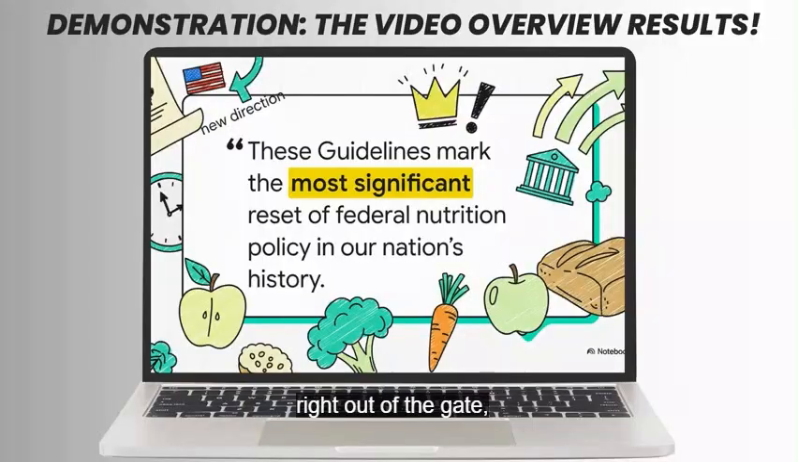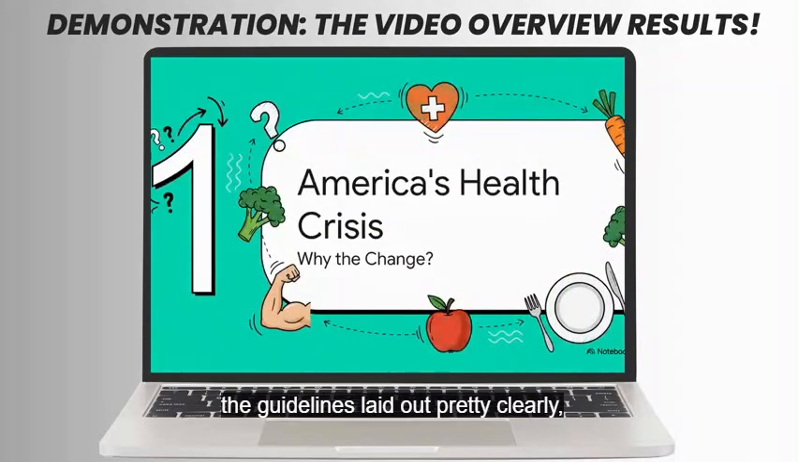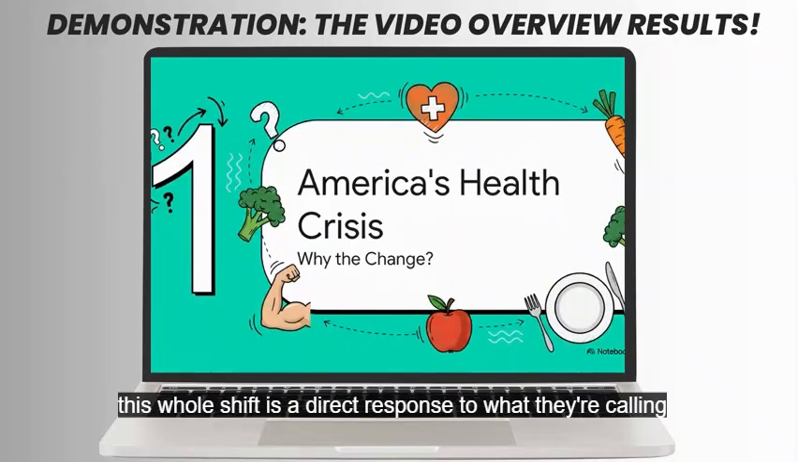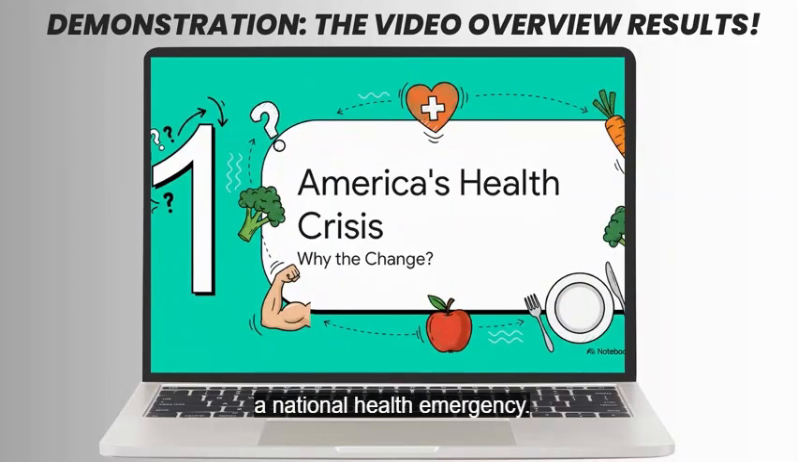I mean, right out of the gate, the document makes a seriously bold claim. We're not just talking about a little update here. They're presenting this as a complete overhaul of how the government thinks about nutrition. So you gotta ask, right? What's driving such a massive change? Well, the guidelines laid out pretty clearly. This whole shift is a direct response to what they're calling a national health emergency. And the numbers they use to paint this picture, they're pretty sobering.